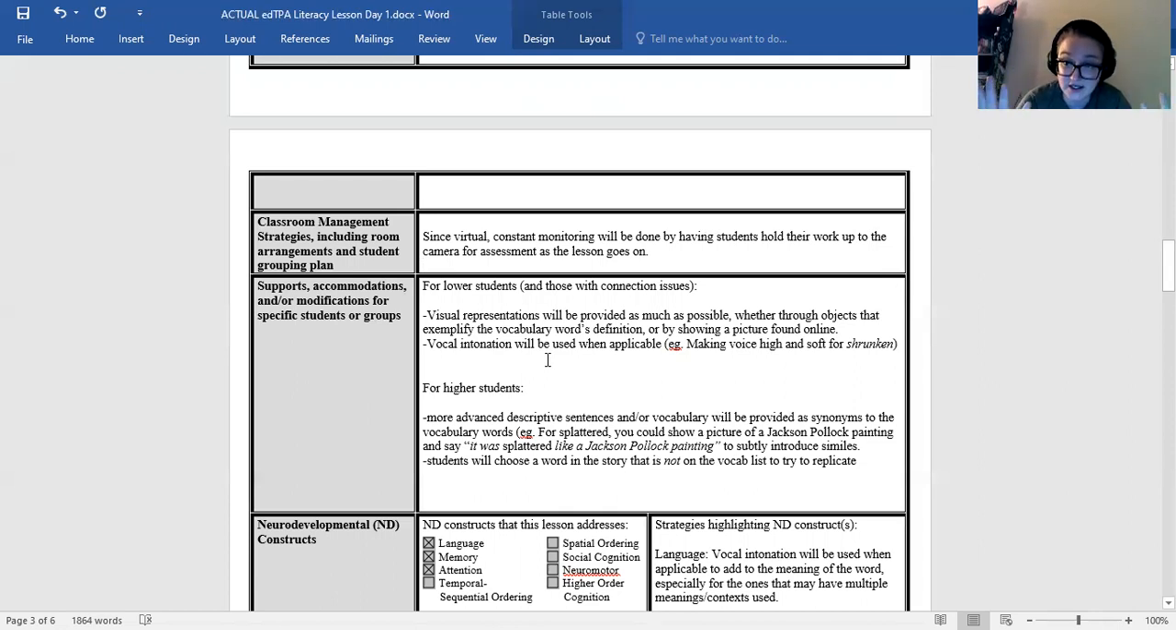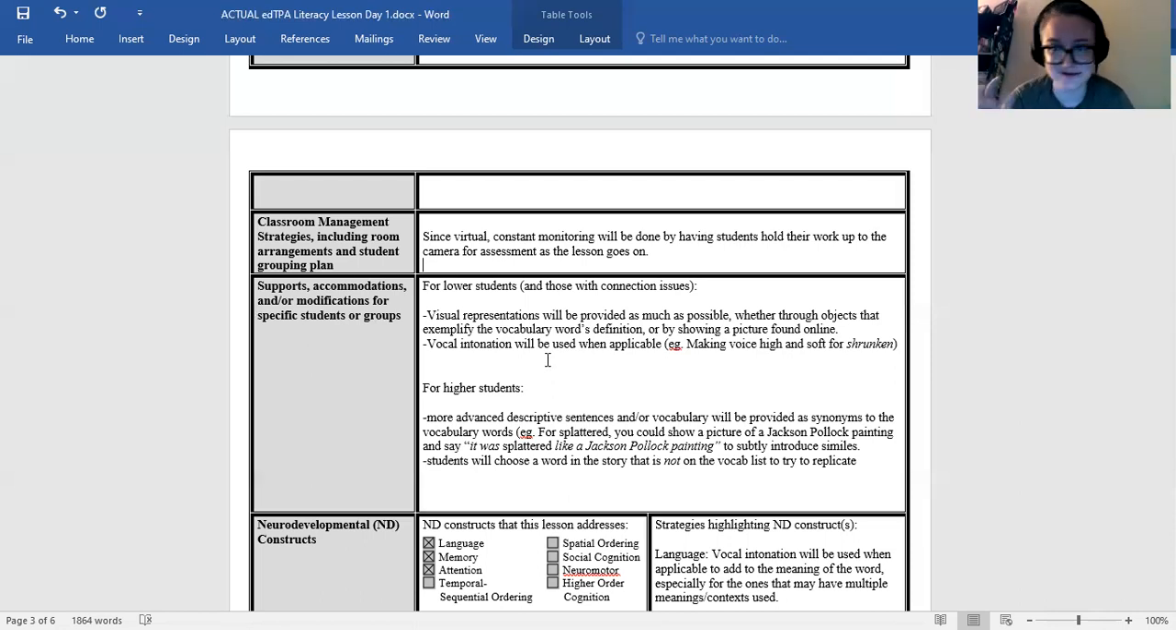The whole lesson is technically for higher students, but there's a couple in that group that are even higher than the highest. So for those kids, or just all the kids, more advanced descriptive sentences and vocabulary will be provided as synonyms to vocabulary words. For example, for splattered, you can show a picture of a Jackson Pollock painting and say it was splattered like a Jackson Pollock painting.